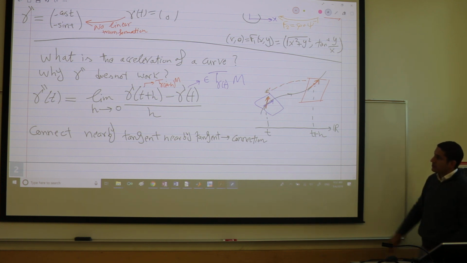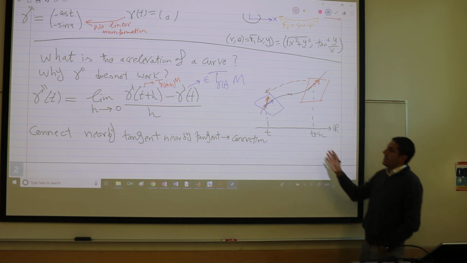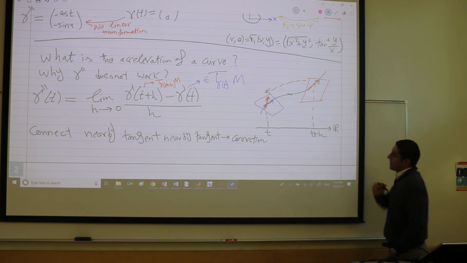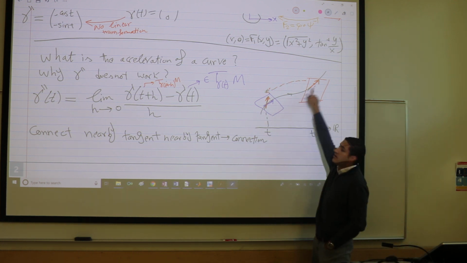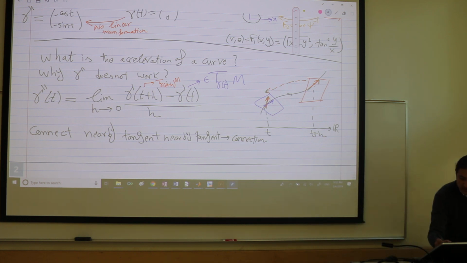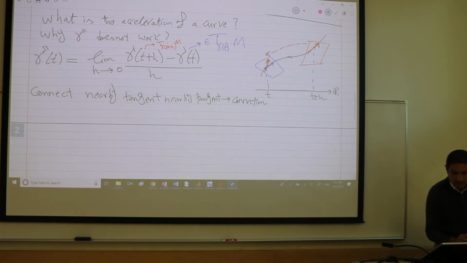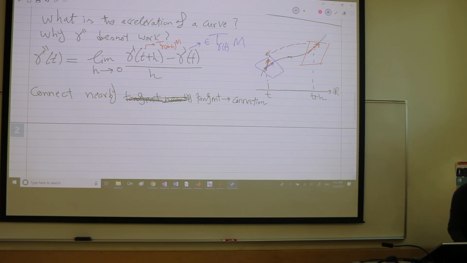brackets, because we know how to differentiate along a vector field using the Lie bracket. Here I'm not interested in that. I'm interested in doing it along a curve. So I want to differentiate along a curve. I need to connect nearby tangent spaces.